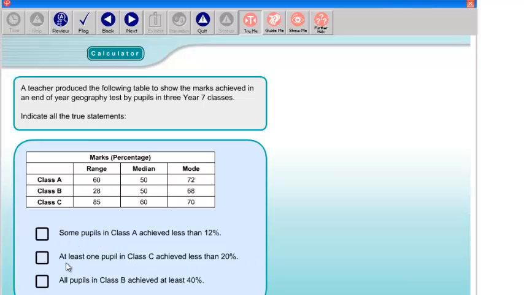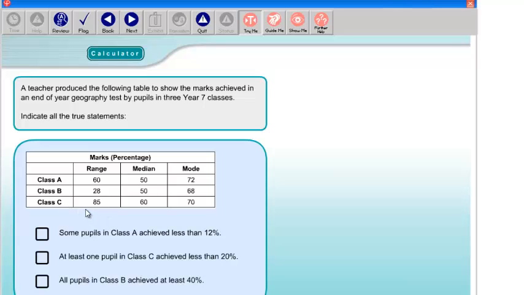So statement 2 says at least one pupil in Class C achieved less than 20%. So be careful here, they're trying to trick you a little bit. We're not looking at Class B, they're not going in order. They went straight to Class C, which is this one here. So at least one pupil in Class C achieved less than 20%.